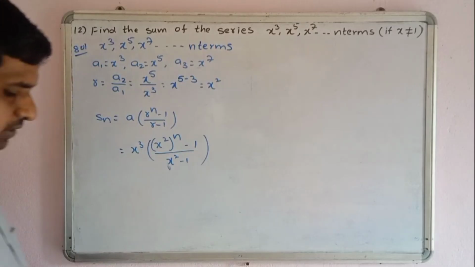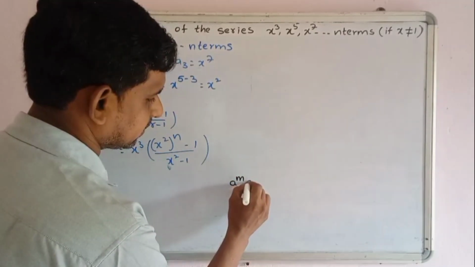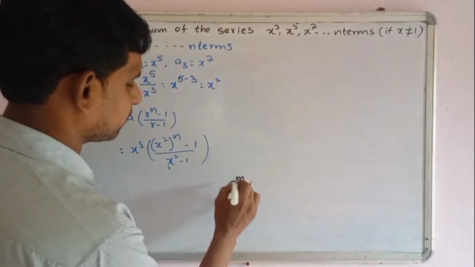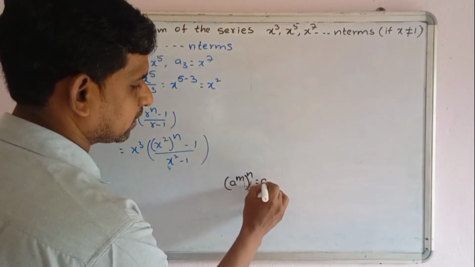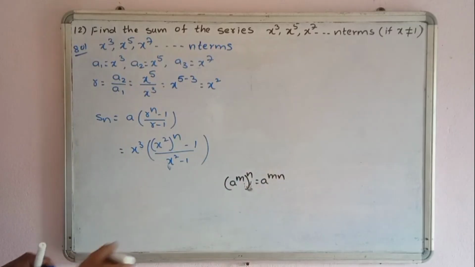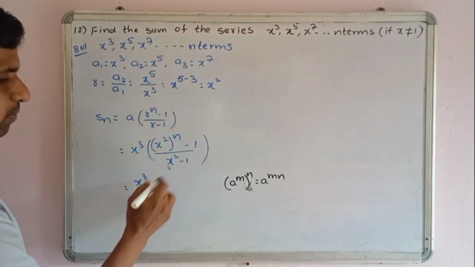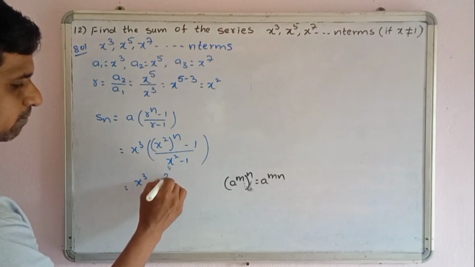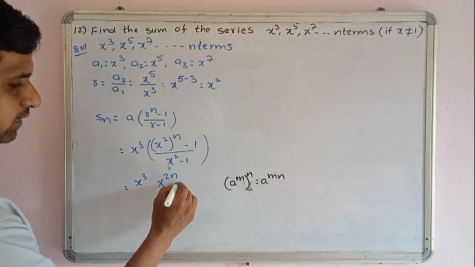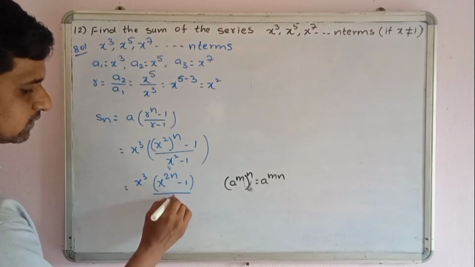Okay. Now see, what is the formula for a power m into a power n? A power m whole power n formula, a power mn. See, x power 3, this is also from a power m whole power n, a power mn, x power 2n minus 1 by x square minus 1.